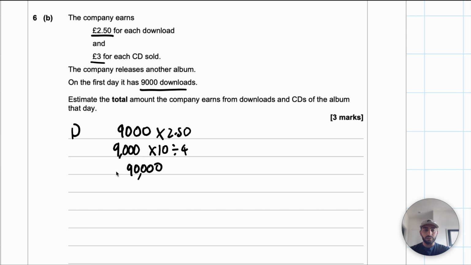Half of 90,000 is 45,000. And half of 45,000 is 22,500. So that divided by 4 is 22,500. That's the downloads done. Let's do the CDs now.